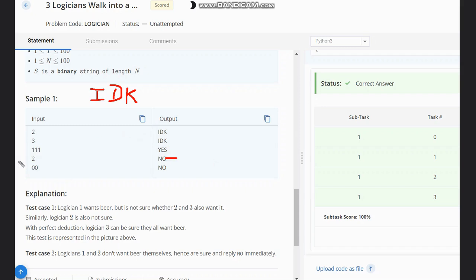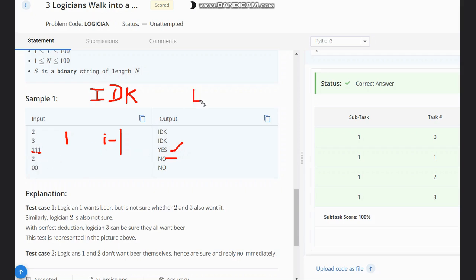Now, let's see the test cases. First, we check for the first one. We need to check from 1 to i minus 1 index. Now it is the first index itself, so we can't check. For the second one, we check for the first one, but we don't know the response of the third one. Hence, we are not sure. For the third one, we can check for both of them. So when we check for both of them, we get that they want the beer because all of them are ones. So hence, the third one can output yes, as he can be sure.